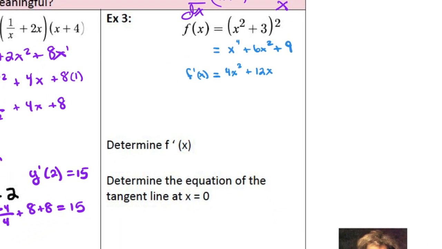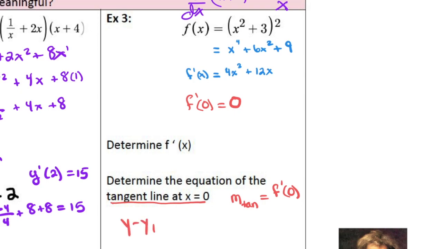Ooh, the next part says write the equation of the tangent line at x equals 0. So I want you to remember, the slope of your tangent line is the derivative at a point. So I need f prime at 0. I didn't write it out yet, so let's find it. f prime at 0 is going to be equal to 0. Well, that's highly odd, but that's okay.